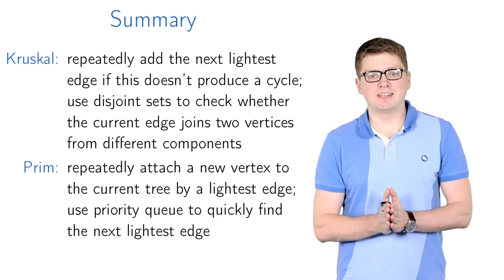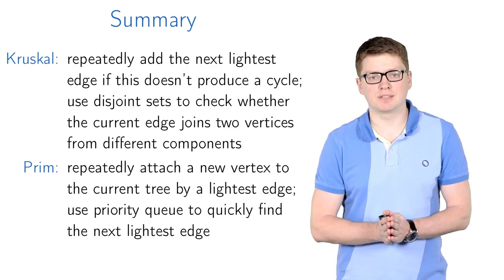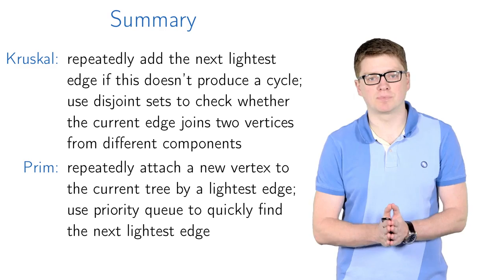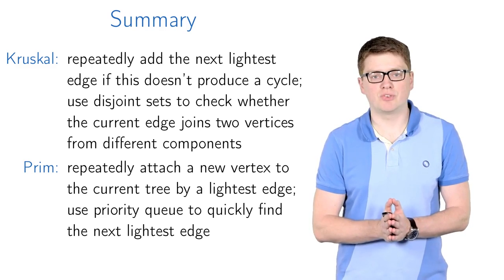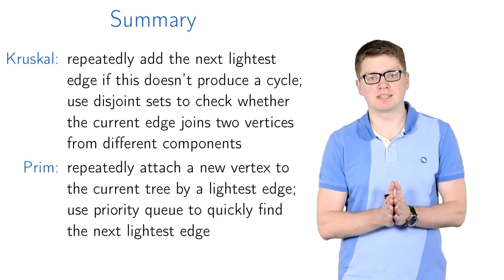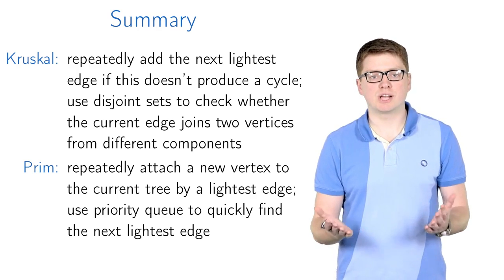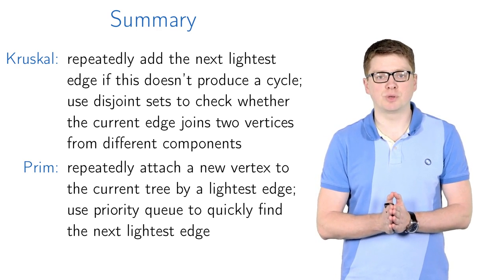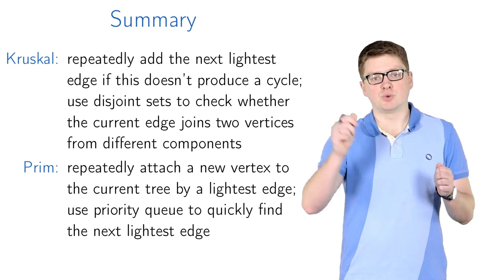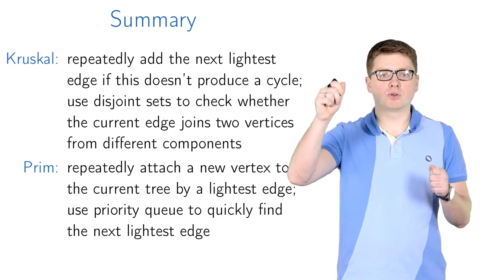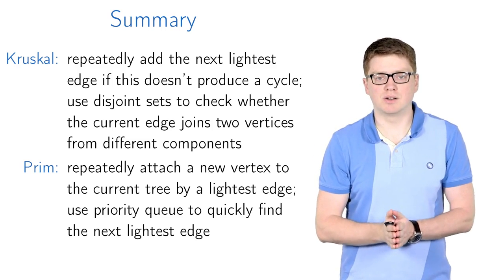We are now ready to summarize. In this module, we considered two greedy algorithms for the minimum spanning tree problem. The first one is due to Kruskal, and it uses the following idea. At each iteration, we add the next lightest edge to our current solution if this edge doesn't produce a cycle. To check whether the current edge produces a cycle or not, we use the disjoint sets data structure. Namely, for the current edge uv, we just check whether u and v belong to the same connected component. If they do, we just skip the current edge.